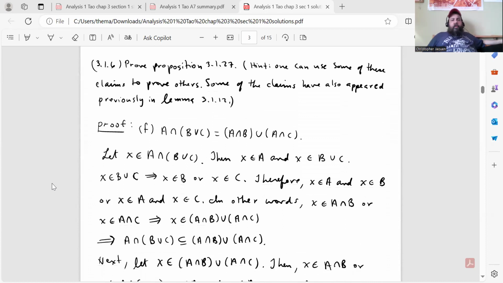All right, 3.1.6 says prove proposition 3.1.27. He gives a hint here. He says one can use some of the claims to prove others. Some of the claims have also appeared previously in Lemma 3.1.12.